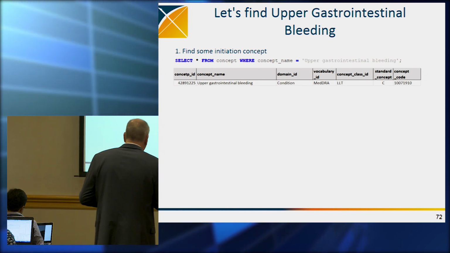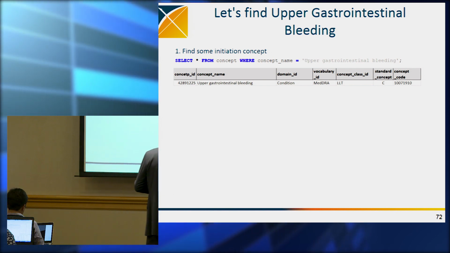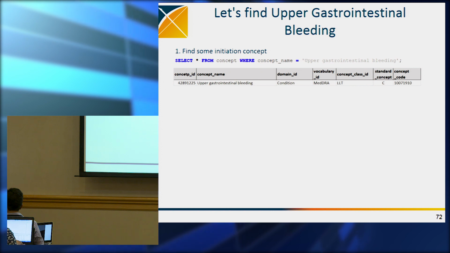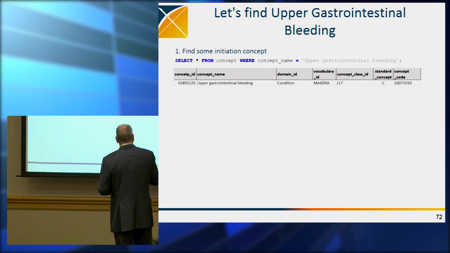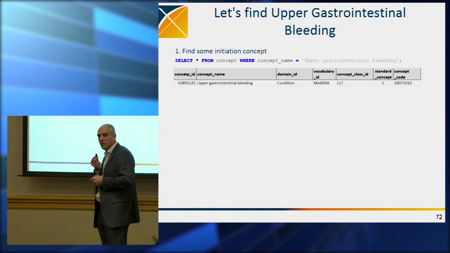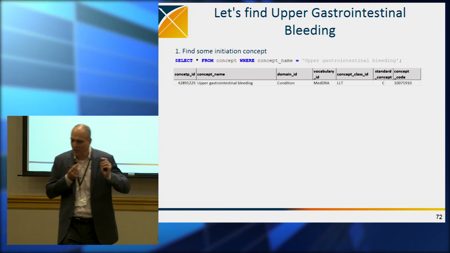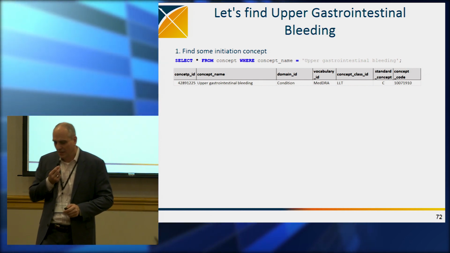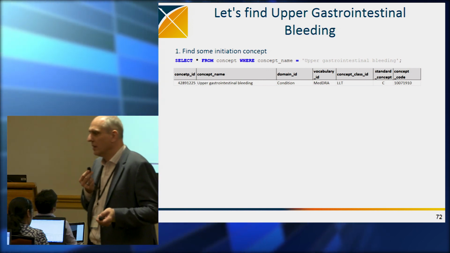So let's find upper gastrointestinal bleeding. So what do we do? We get lucky again, upper gastrointestinal bleeding, select star from concept, where that's the concept name, bang, good, bad. It's a C. We need an S. So we can, of course, now take the hierarchy and go from the C and go to the S, right? And then you get a 2.